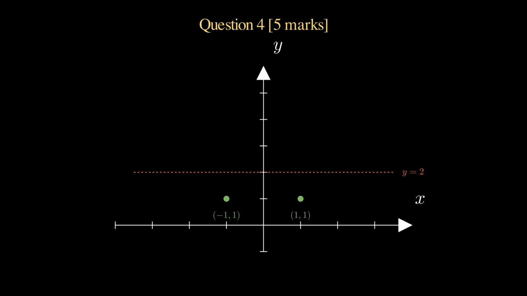These are local minima. At x equals 0, f of 0 equals 2. So f of 0 squared plus 1 equals 5. This is a local maximum. The sketch should show a smooth curve with these key features.